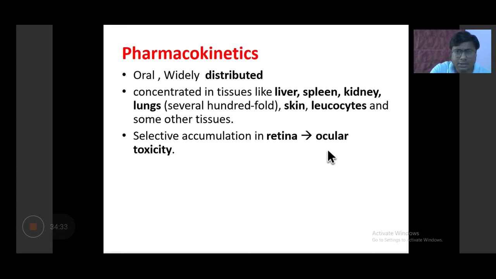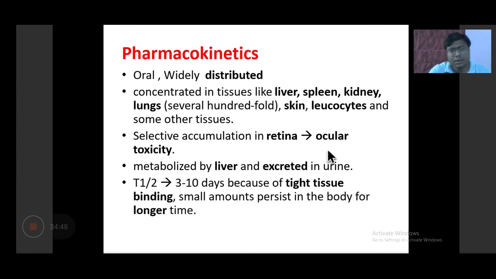But again, this is a two-edged sword. The volume of distribution is high because of higher accumulation in the retina, which is the prime target for chloroquine to get accumulated. There are high chances of ocular toxicity because of the chloroquine. It is metabolized in the liver and excreted in urine, and the half-life is 3 to 10 days because of the tight tissue binding. So plasma protein binding and tissue binding are very, very high. So chloroquine remains in the body for a longer time.